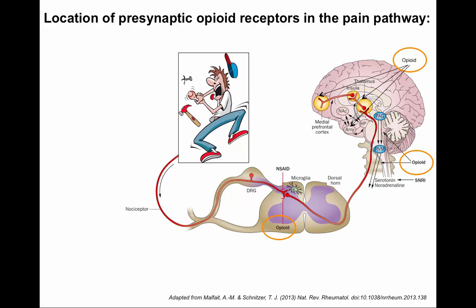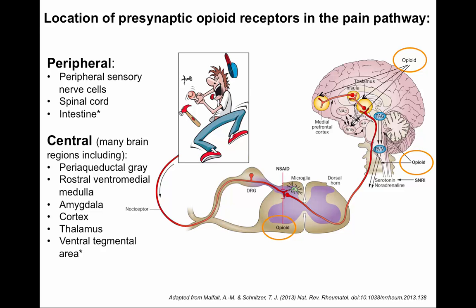The largest class of painkillers we use today target the opioid receptors. The locations of the opioid receptors in the pain pathway are listed here. These receptors are very widely expressed throughout the central and the peripheral nervous system. Of note, the intestine and the ventral tegmental area are important areas because activation of opioid receptors in these regions can lead to constipation and addiction, which are some of the complications of using opioid drugs.